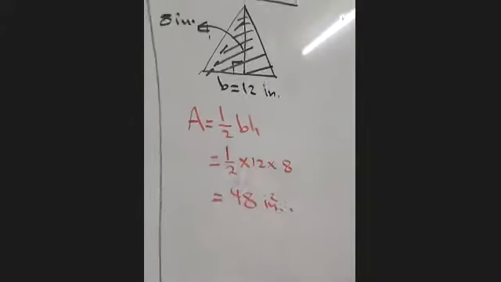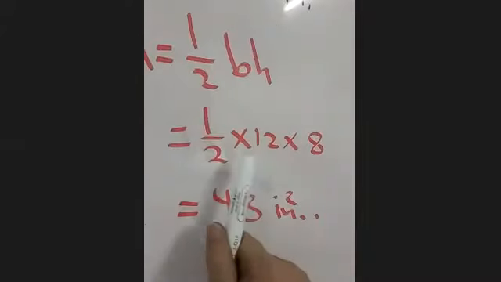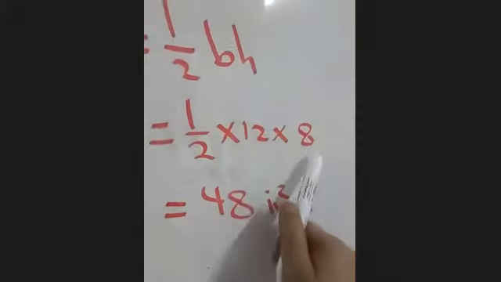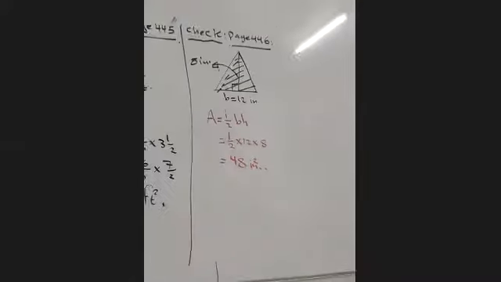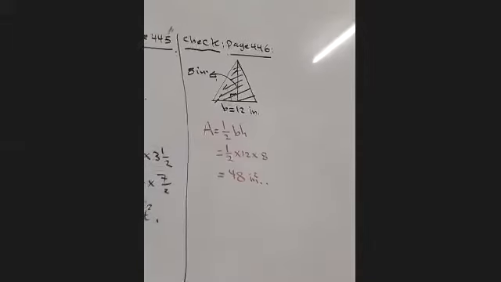Okay, half of the 12, how much? Half of 12 is 6. Multiply by 8, it is 48. Got it? Good boy. So this is the check, guys.